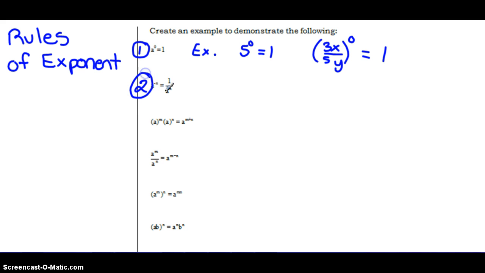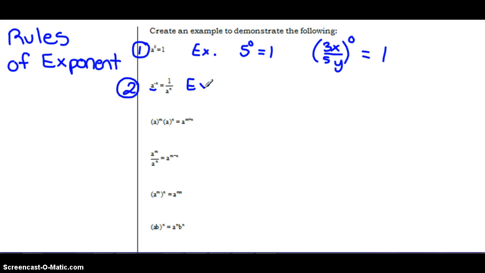Rule number 2. If you have any number that is raised to a negative exponent, the negative in the exponent tells you that the base, this a, actually belongs in the opposite location than where it is currently. So see how this a right now is in the numerator. However, it has a negative exponent. That means that my a actually belongs in the denominator.